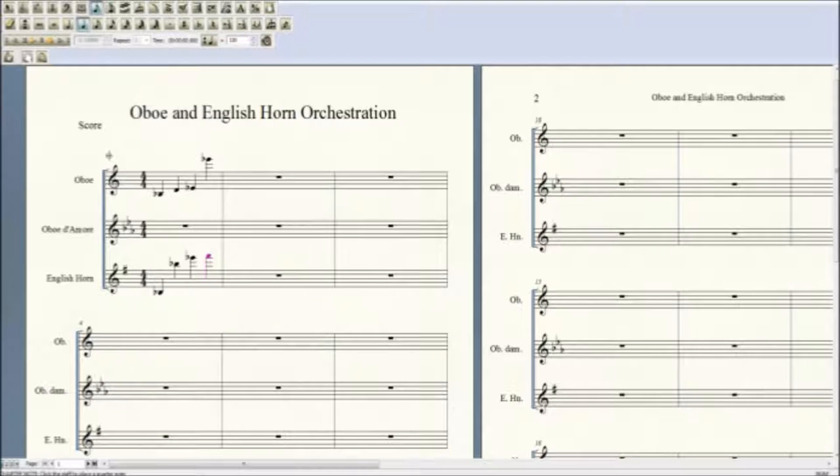And I have had to correct young composers who wrote divisi for English horn. It's like, you have two oboists and now you want two English hornists? Ha! You're not going to get that most of the time.